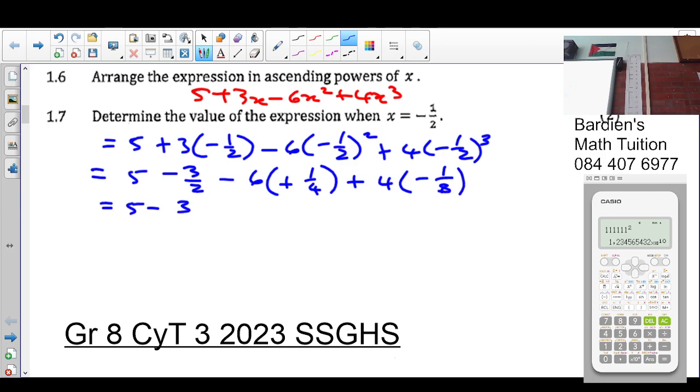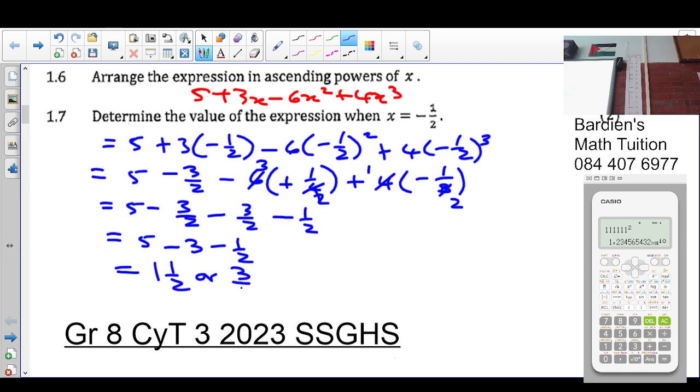Which gives you 5 minus 3 over 2, minus 6 over 4. Negative times positive is negative. 2 goes into 4 twice. Thrice is 3 over 2. Minus, it goes once, twice, a half. So that will be 5 minus 6, minus 1 is minus 7, or minus 7 over 2. Or I can say it's negative 6 over 2, which is negative 3 minus a half. Now 5 minus 3 is 2, and 2 minus half is 1.5, or 3 over 2.